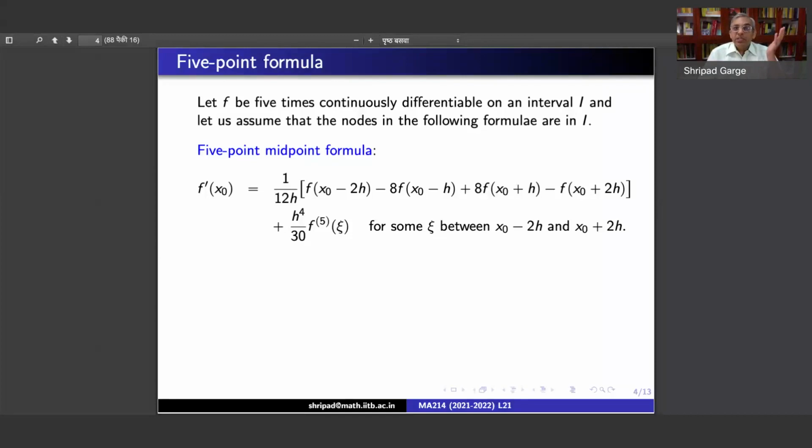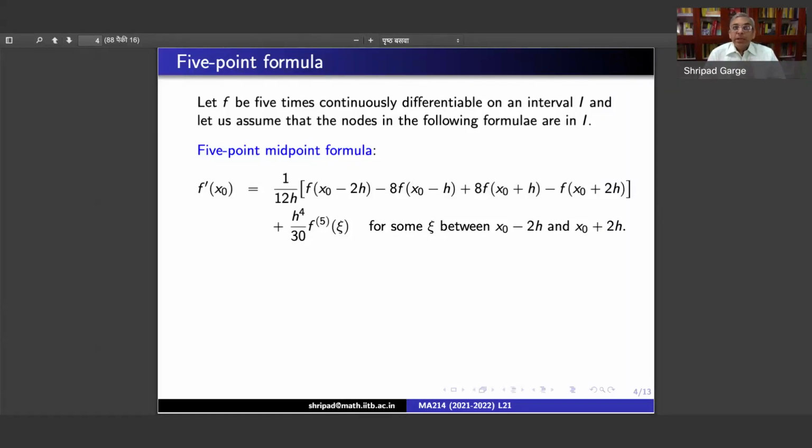It has f of x naught minus 2h, f of x naught minus h, f of x naught plus h, and f of x naught plus 2h. Those are the 4 values that we use with the coefficients 1, minus 8, 8, minus 1. And we divide the whole thing by 12h. And the error formula is h to the power 4 upon 30, the fifth derivative of the function f, evaluated at some xi, which is between x naught minus 2h and x naught plus 2h.